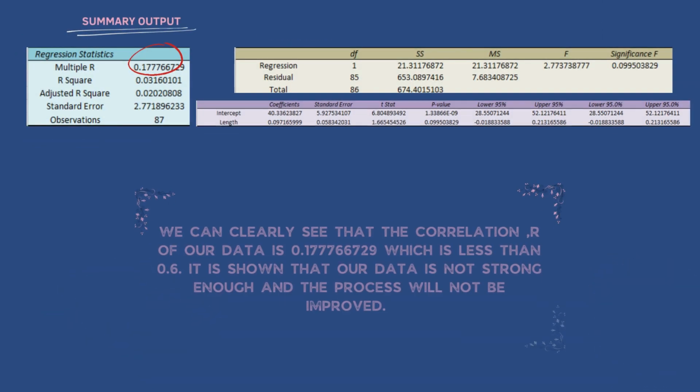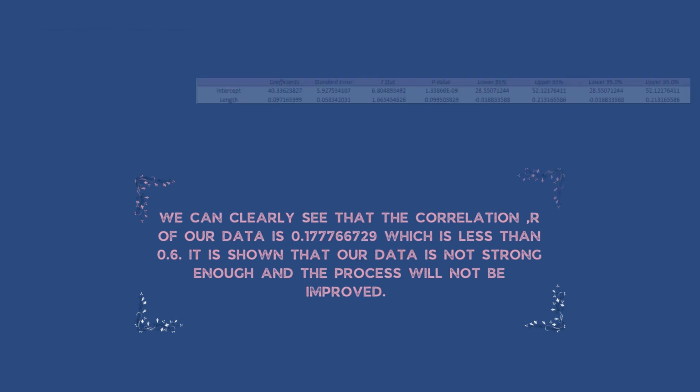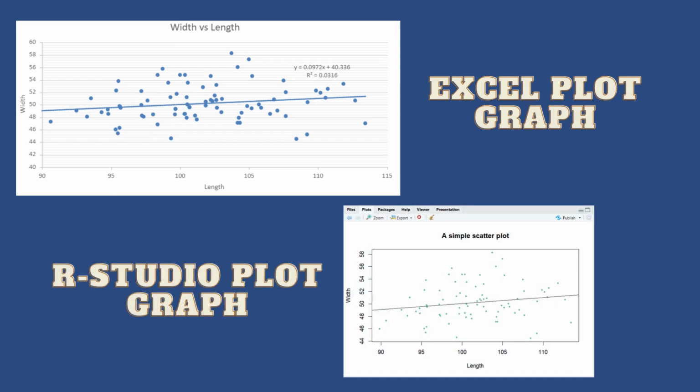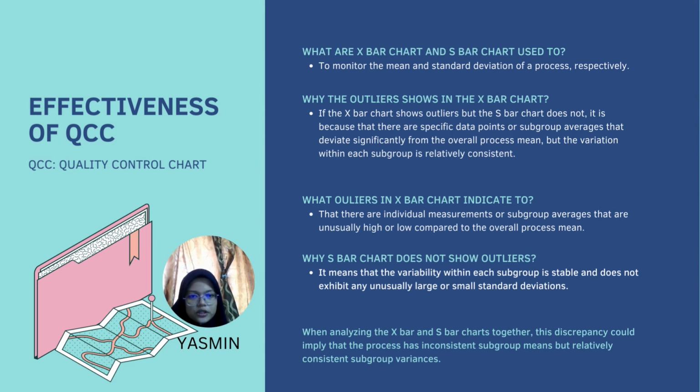For our summary output, we can clearly see that the correlation rate of our data is less than 0.6. It is shown that our data is not strong enough and the process will not be improved. We make our scatter plot using Excel and RStudio. We import the dataset with the width and length and perform the linear regression by evaluating the relationship between width and length.